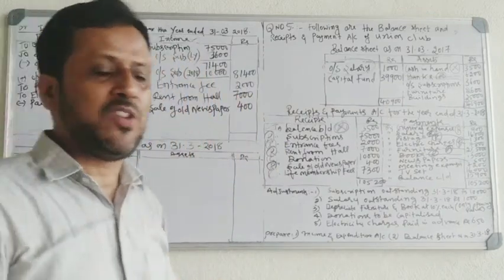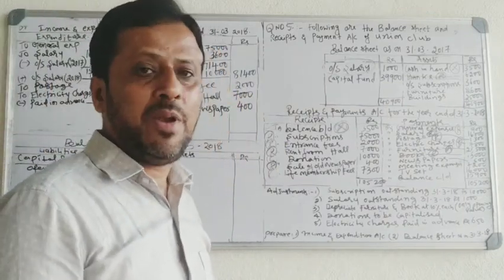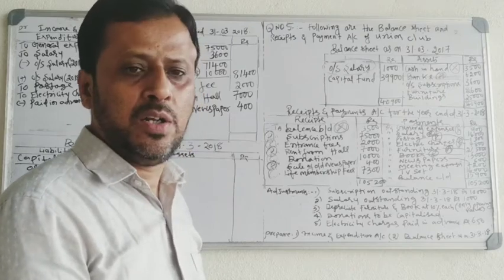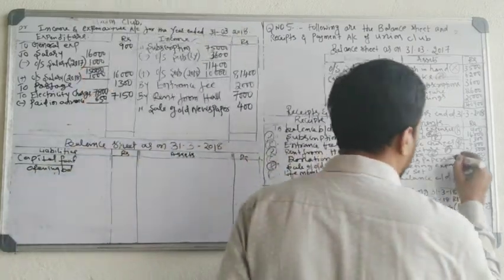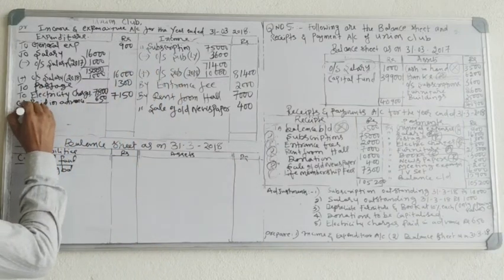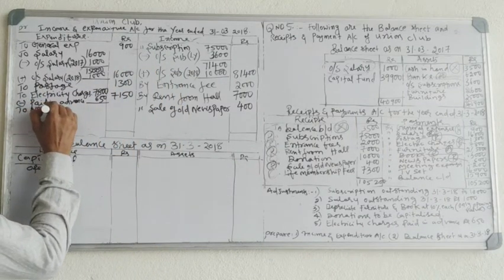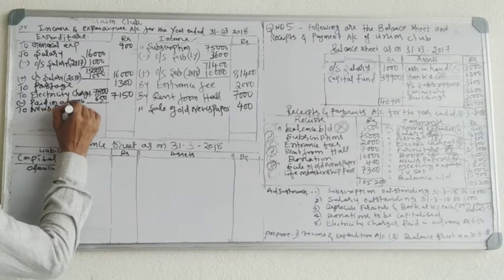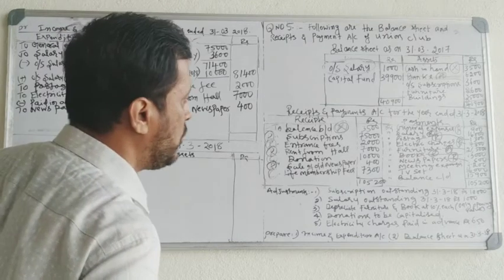Newspaper is purchased. Newspaper is purchased means payment will be made either every day or monthly. So it is a revenue expense. Newspaper purchase is a revenue expense. How much newspaper? 600.